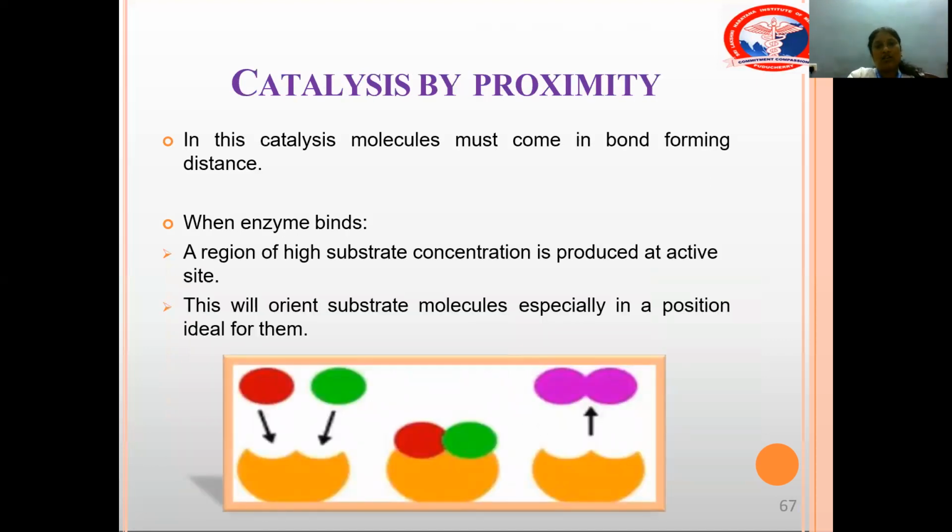Catalysis by proximity. In this catalysis, molecules must come into bond forming distance. Because of proximity, the substrates will bind together or cleave, depending upon the reaction, and it will result in formation of product. So when an enzyme binds a substrate, a region of high substrate concentration is produced at the active site. This will orient the substrate molecules participating in the reaction in a position ideal for them to participate in catalysis.